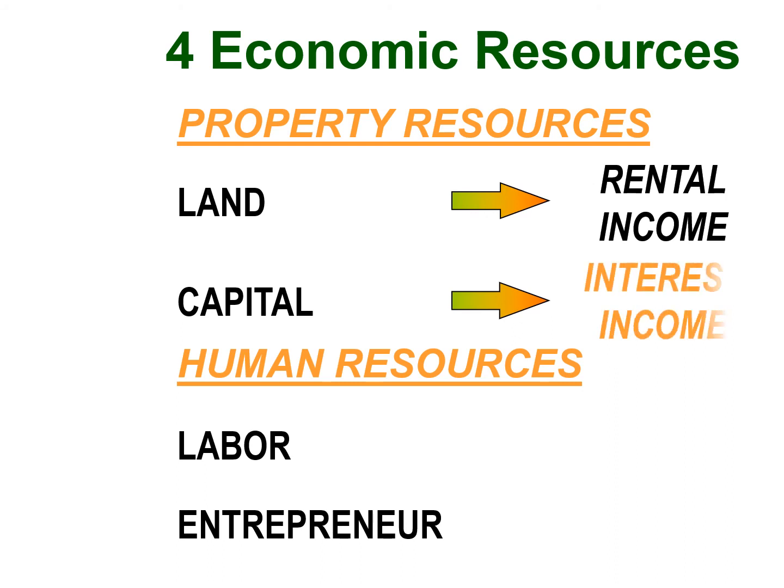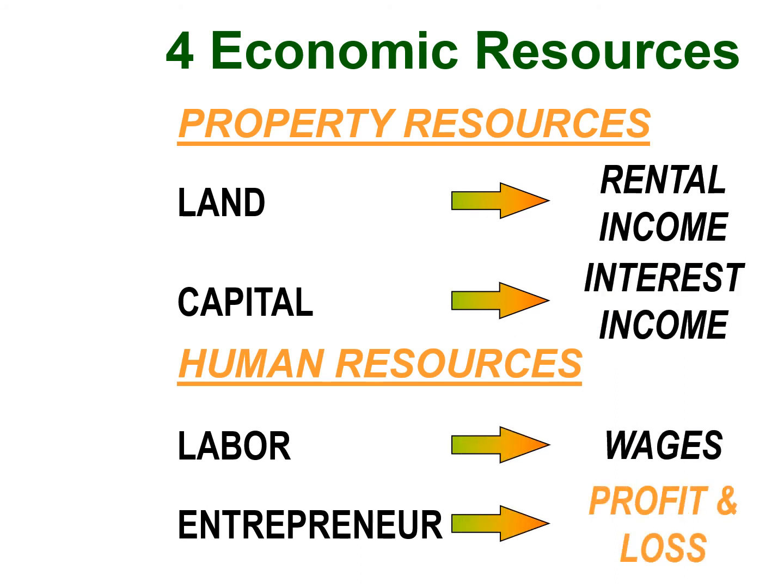We've been discussing economic resources for quite some time now. Let's discuss the four economic resources in more detail and identify the four types of income associated with each resource. Broadly speaking, economists divide resources into two types. Land and capital are referred to as property resources. Labor and the skills of the entrepreneur are referred to as human resources.